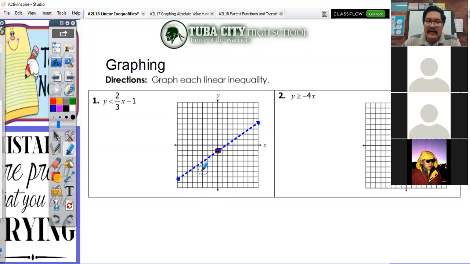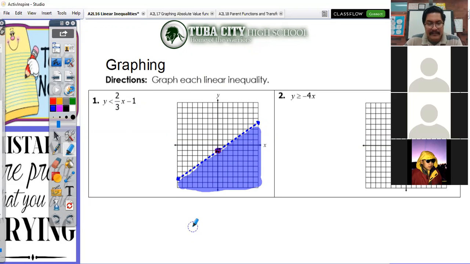So if the mouth is open towards the Y, it's going up towards this Y. If the mouth is away from the Y, that means it's going down. I don't know if that's an easy way to remember it, but that's just sort of the way I know most graphs are. So again, Y means up and down. So this means I have to shade below it, as close as I can get it. So there we go.